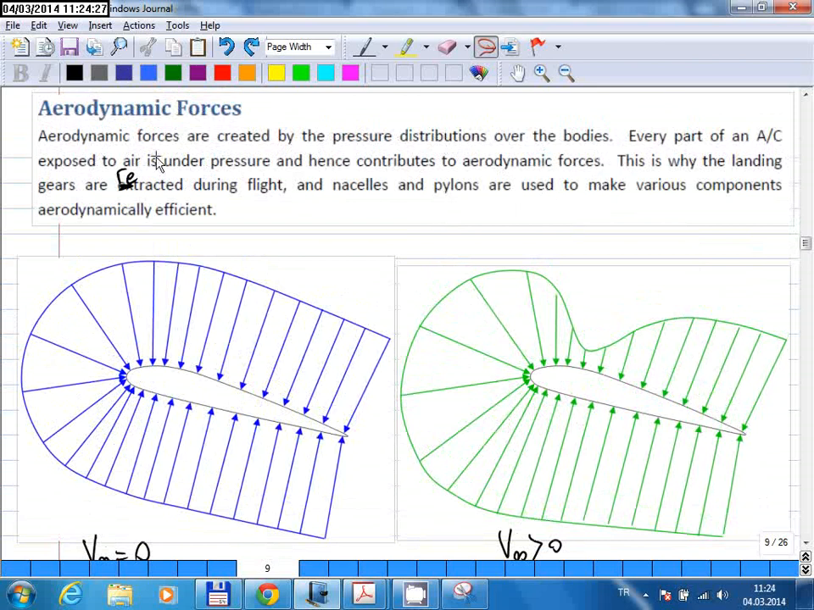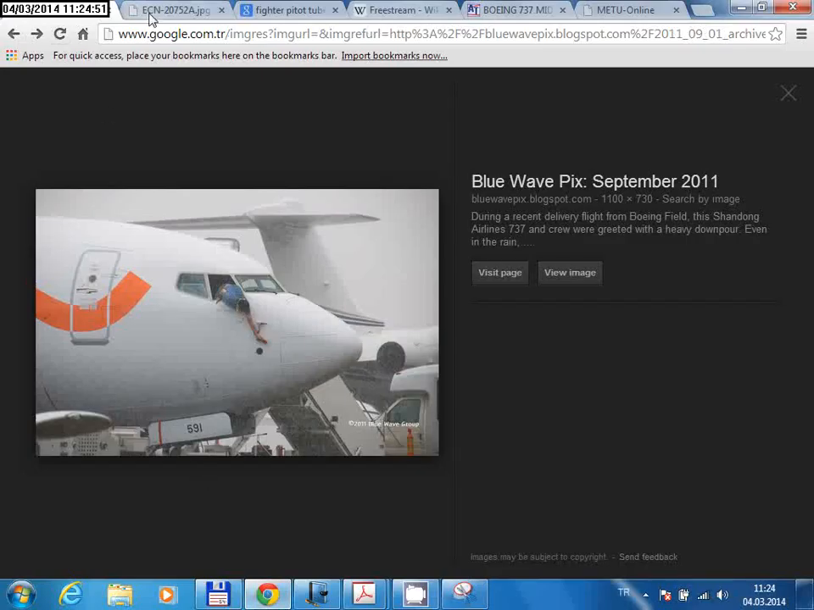And because of that, you have to be very careful to hide everything else so that their contribution will be very small. This is why you retract the landing gears during flight, or the nacelles and pylons are used to make various components aerodynamically efficient. So let me show you some.